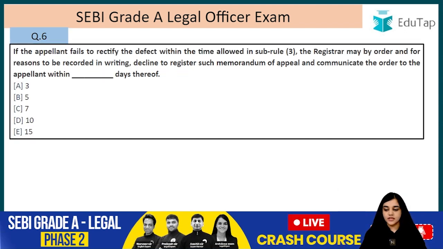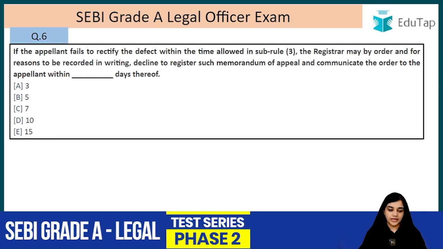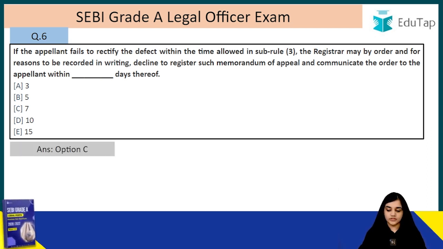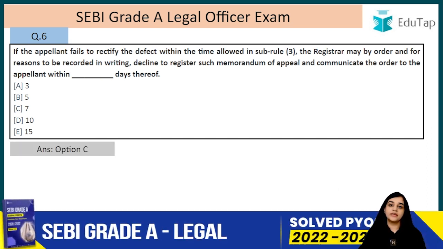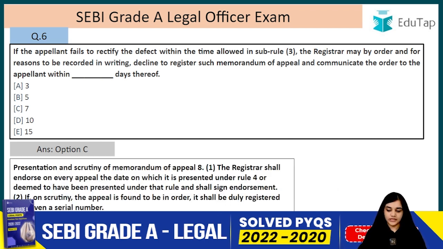Question number 6. If the appellant fails to rectify the defect within the time allowed under sub-rule 3, the registrar may, by order and for the reasons to be recorded in writing, decline to register such memorandum of appeal and communicate the order to such appellant within dash days thereof. So the answer to this question is C, that is within 7 days. The communication will be made within 7 days. Let's read this rule as well.